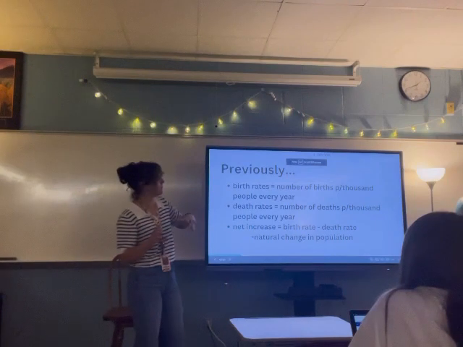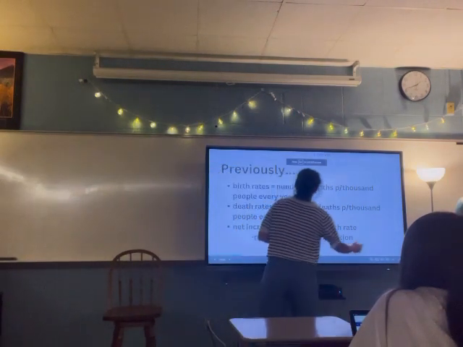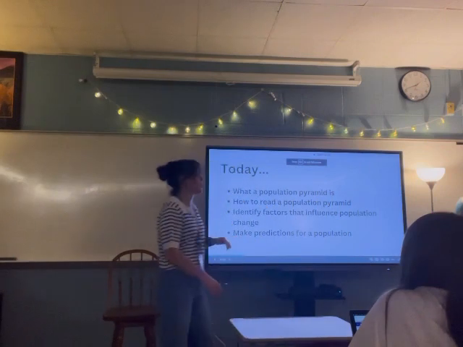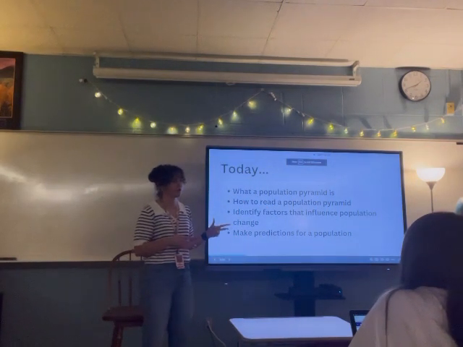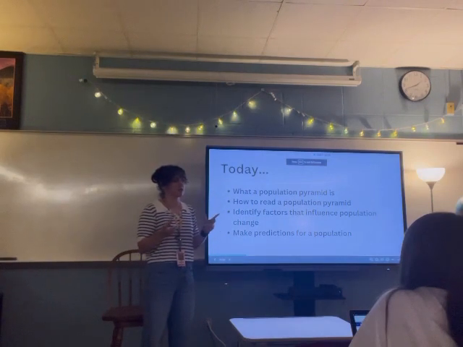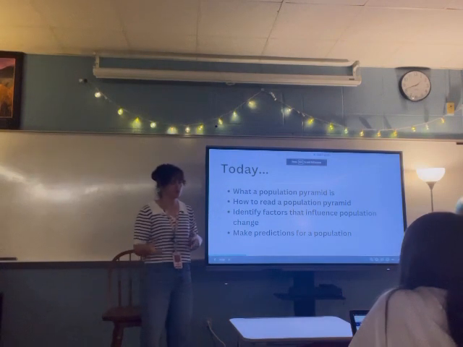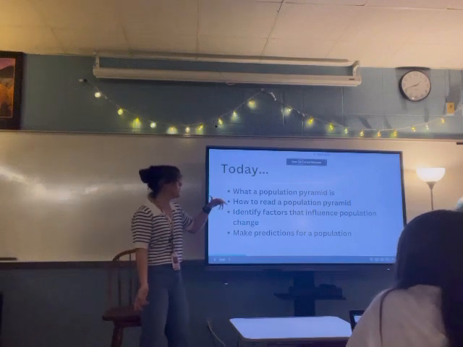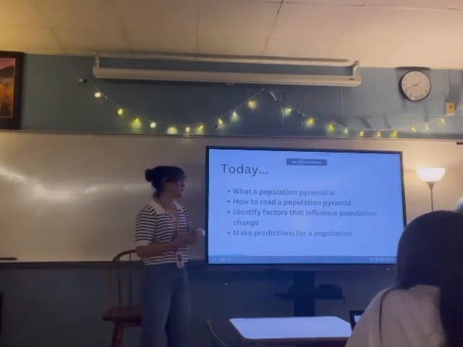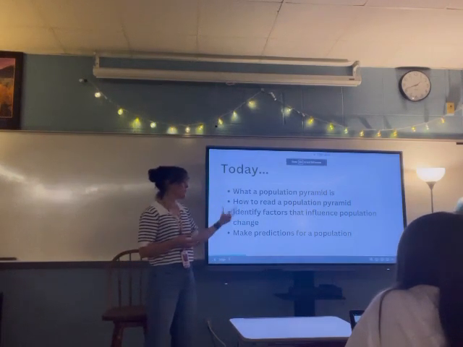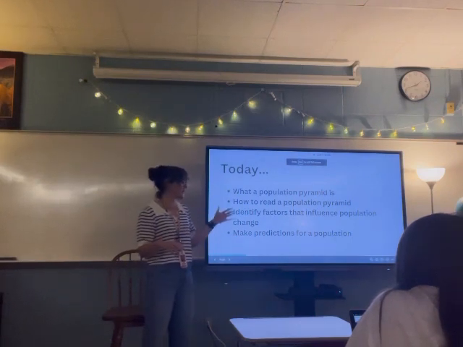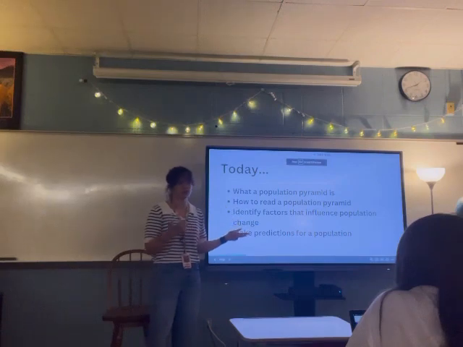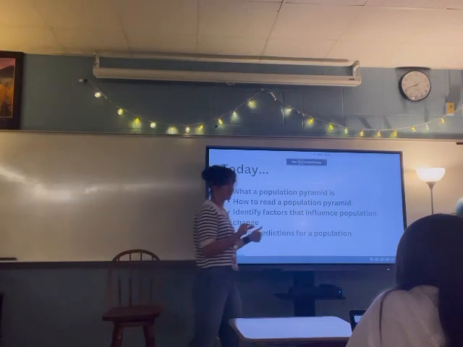So what we're going to do now is take these things and look at a specific model that geographers use to compare those things and make predictions for populations. So we have, what is a population pyramid? How do we read it? What factors are influencing these populations to go in the direction that they're going? And what kind of predictions can we make based on these different types of population pyramids? Okay?